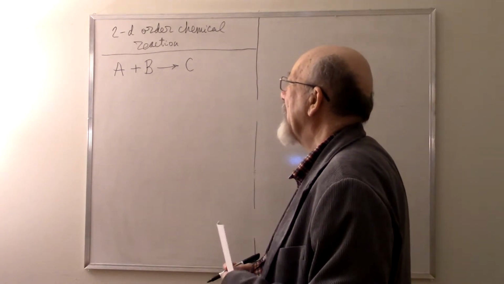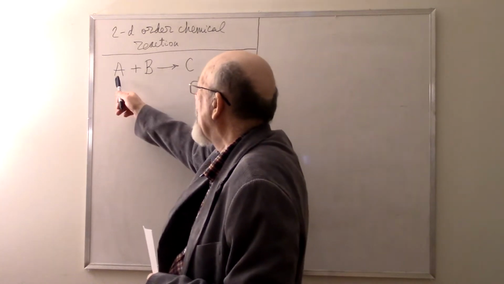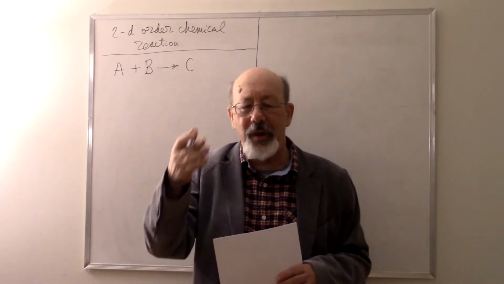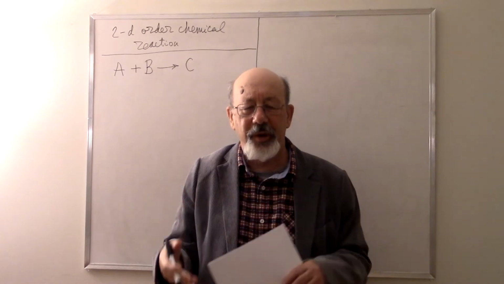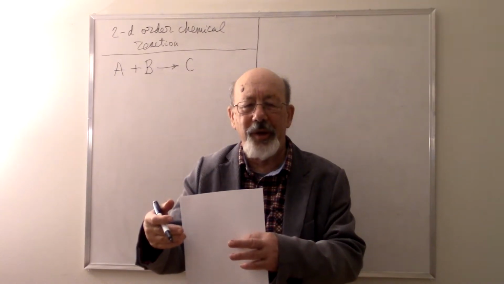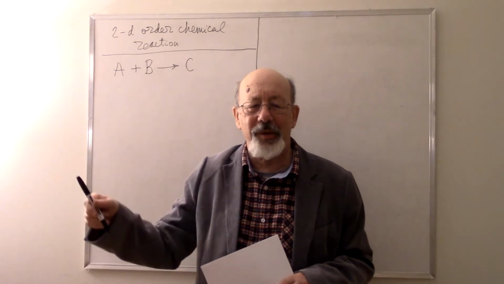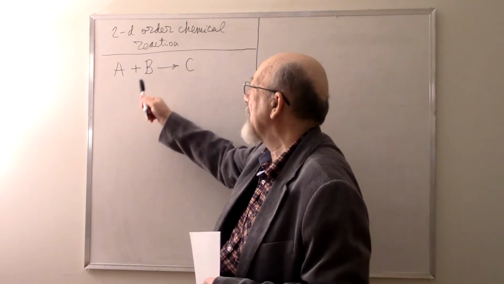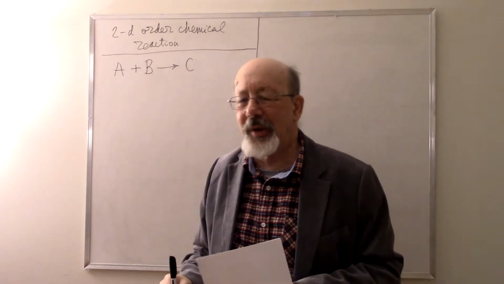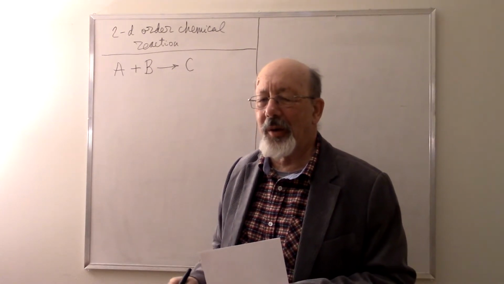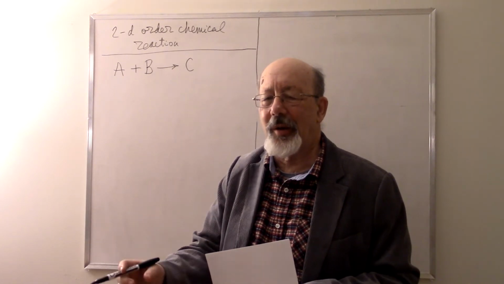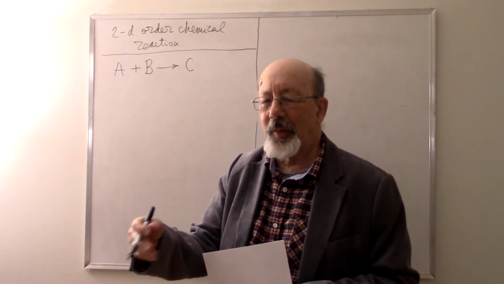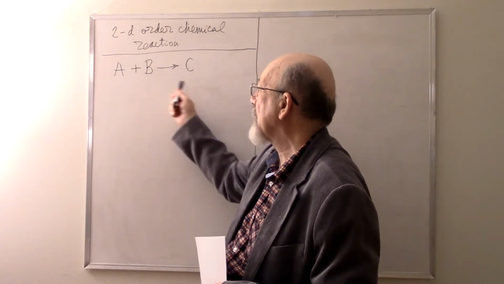To describe this reaction, we have some mass of A, some mass of B, and some mass of C. The masses of A and B decrease, and the mass of C increases. The total mass A plus B plus C remains constant. Now, qualitatively, this reaction goes until one of these substances is over. Say you take one substance in excess and the other in deficit. So after the substance which is in deficit is completely used, the reaction stops.